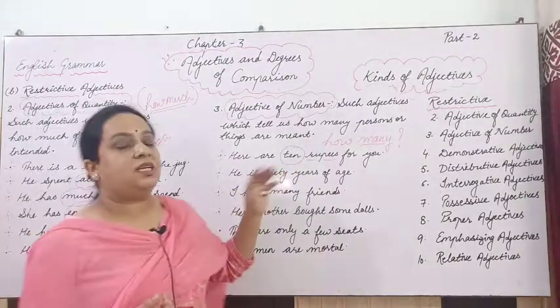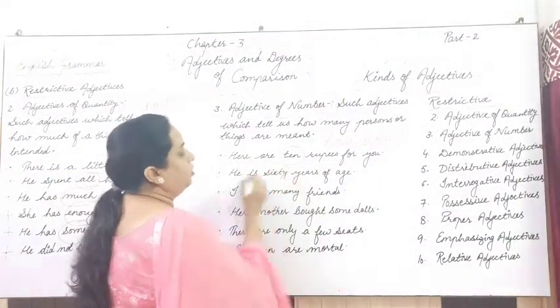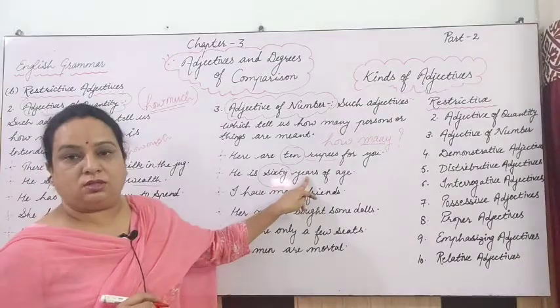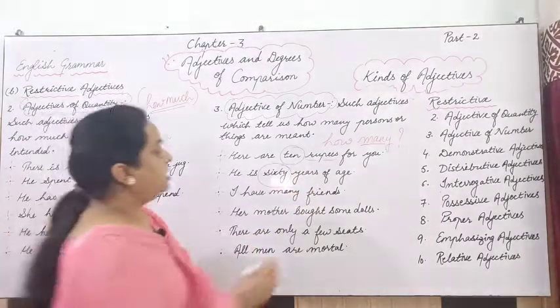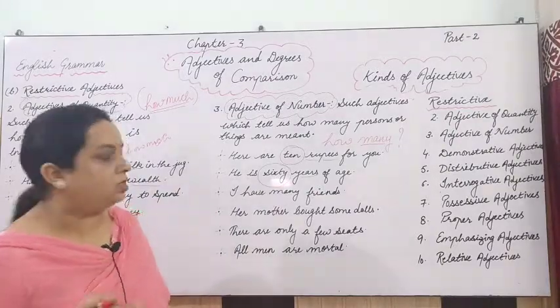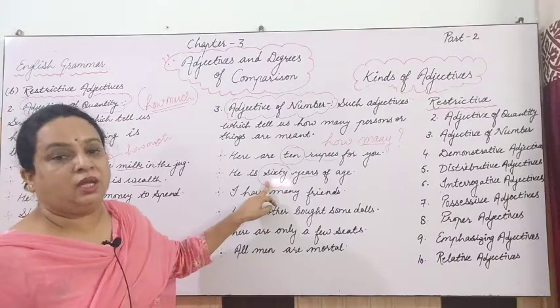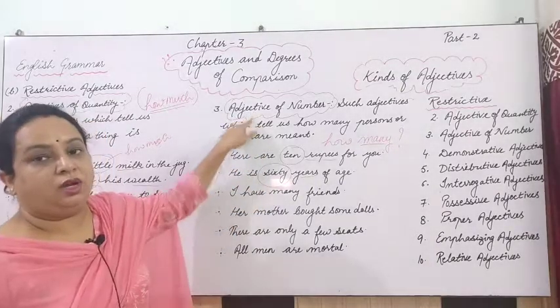"He is 60 years of age." Now this 60 is describing the years. Year and then years, it is countable. So this is answering how many. So this is an adjective of number.